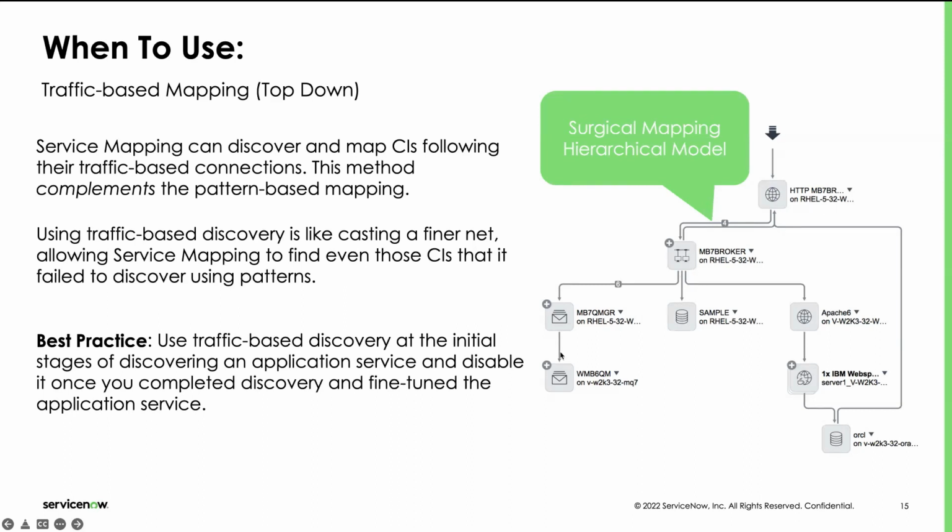One thing to note, because traffic-based connections can change so frequently, and just that sheer amount of data that gets pulled in from that, sometimes we do see this method pull in a lot of clutter and maybe even some irrelevant CIs. So best practice that we tell customers is to run this in conjunction with your pattern-based method for your initial discovery. And once you review your map, approve that, and we're going to take a look at how we do that in our instance, you can then turn off your traffic-based method so you don't have all that extra data when you continue to run discovery in the future.